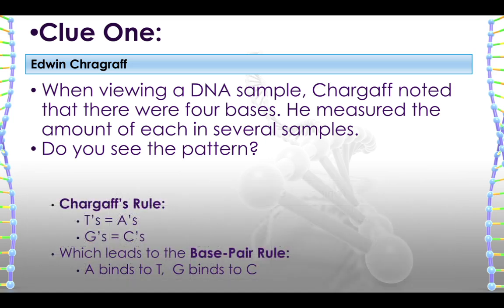Well, hopefully what you noticed was that the amount of T always equaled the amount of A, and the amount of G always equaled the amount of C. And so this became known as Chargaff's rules, and Chargaff's rules then led to the base pairing rule, which says that A will always bind to T and G will always bind to C. So in regards to this, there will always be the same amount of adenine as thymine because they bind together or they match up, and there will always be the same amount of guanine and cytosine for that same reason.